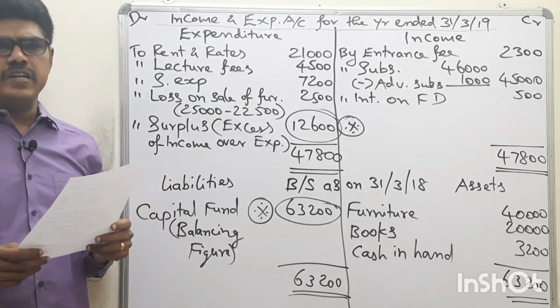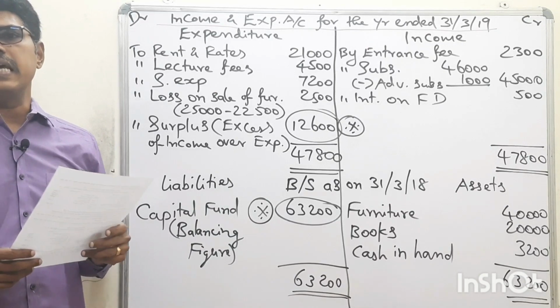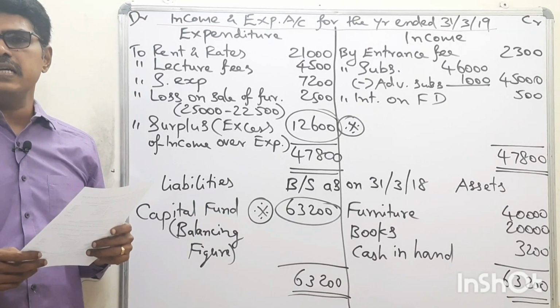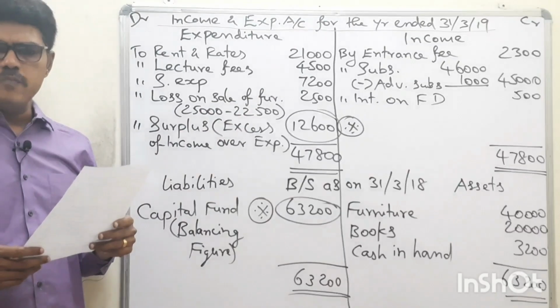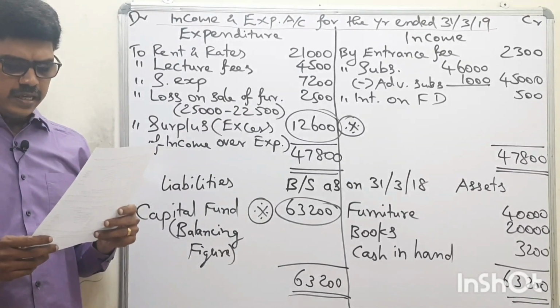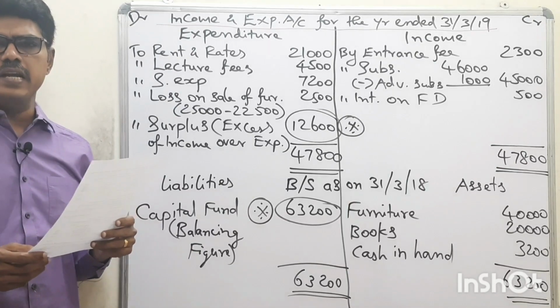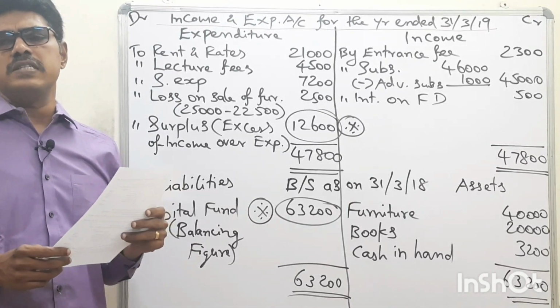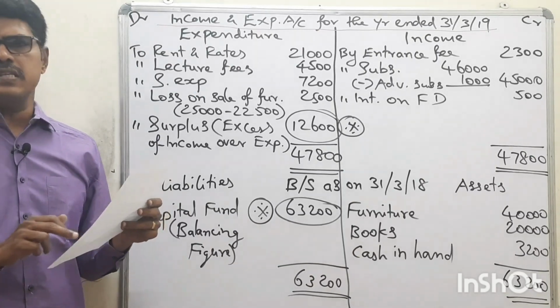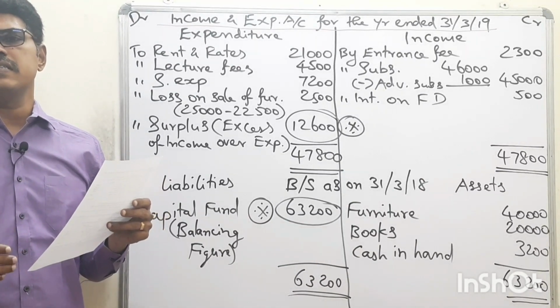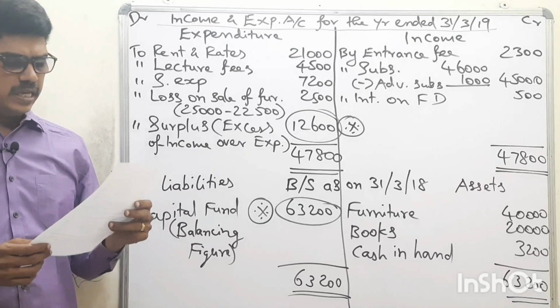Then fixed deposit. Fixed deposit is an asset. This will not affect the income and expenditure account. It should be shown in the balance sheet. Then finally, in the payment side, they have given cash in hand. Cash in hand too is an asset. It should be shown in the current year balance sheet. Closing cash in hand or cash at bank is a current year asset. It must be shown in the current year balance sheet.